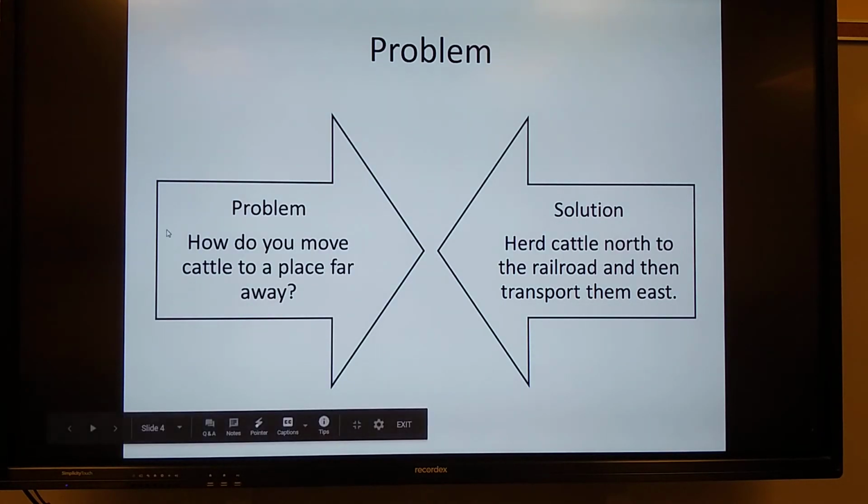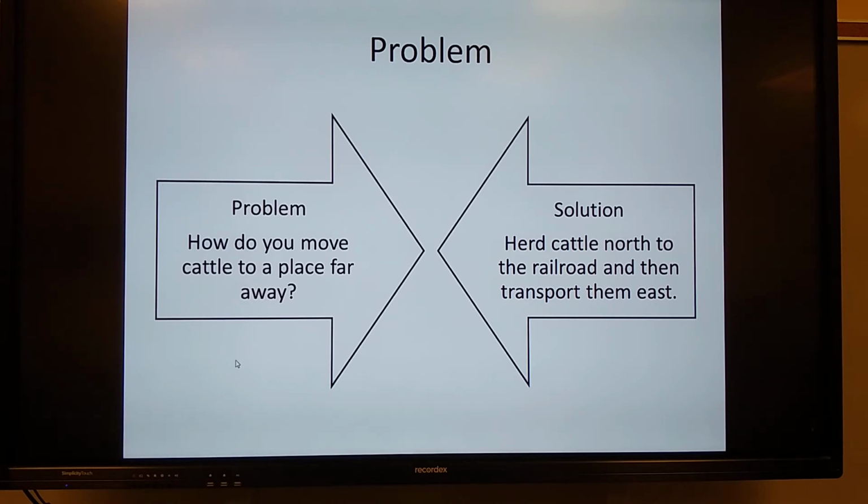So here's the problem. How do you move cattle to a place far away? Cows are very big animals. They are huge. At least 500 pounds for most of them. How do you move all those cows? Here's the solution. You herd cattle north to the railroad and then transport them east. And that is where cattle trails came from.